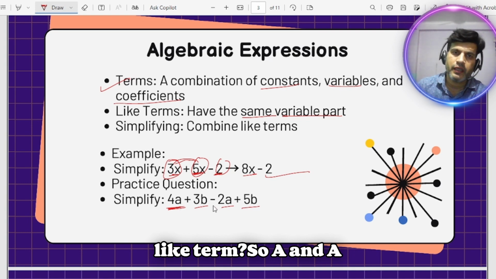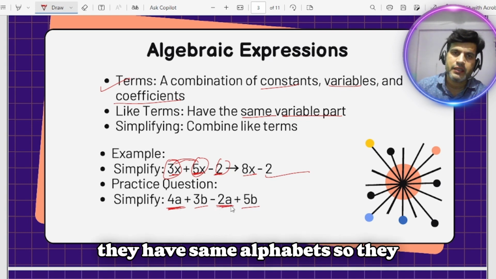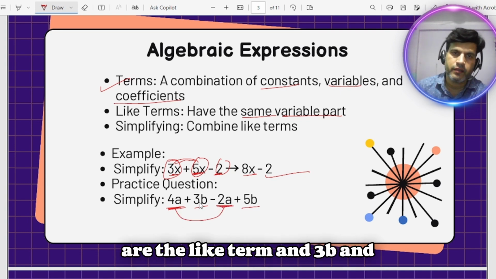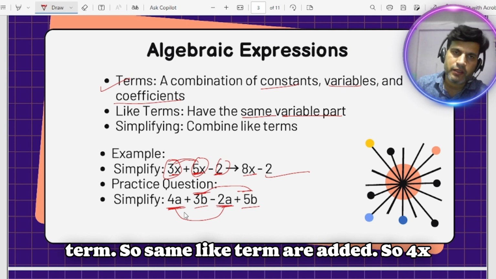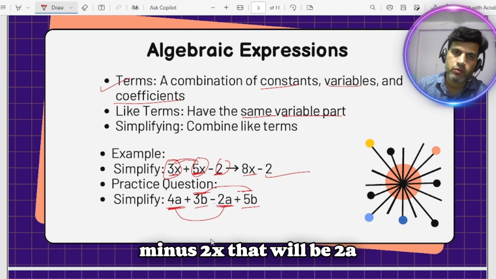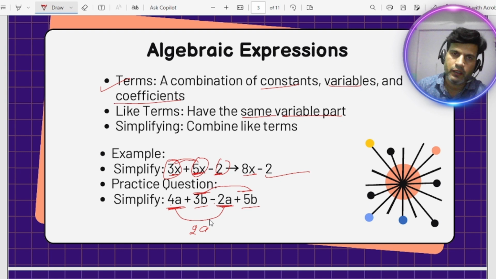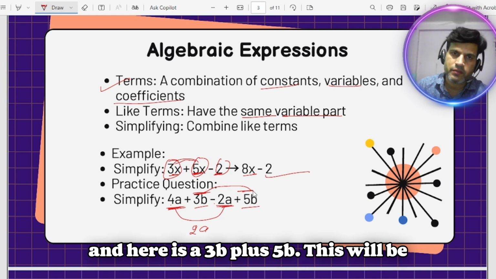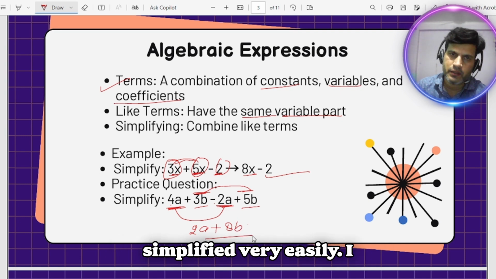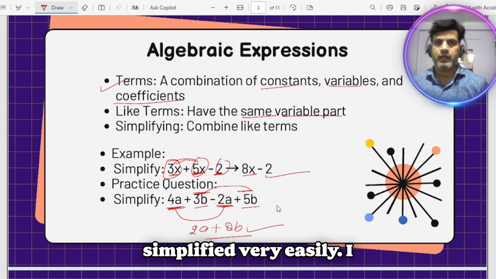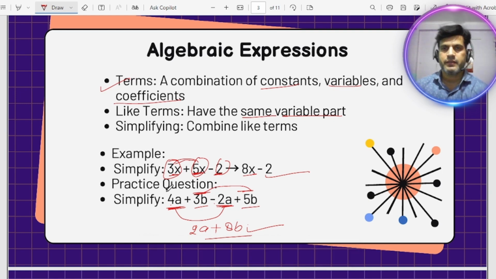So a and a have the same letters, so they are like terms. And 3b and 5b, this is a different like term. So the same like terms are added. So 4a minus 2a will be 2a, and here 3b plus 5b will be added, so it will be 8b. So it will be simplified very easily. I hope you can solve this.